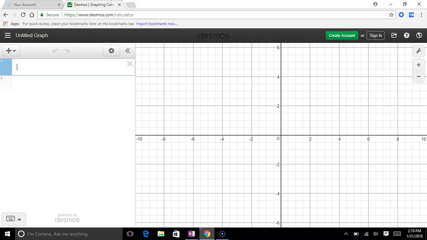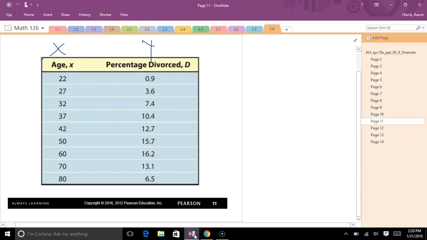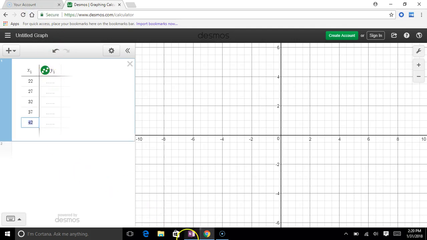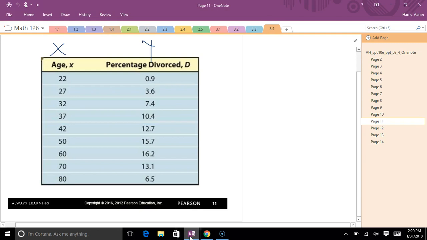So what you want to do here is go to Desmos.com, click that plus there, and you're going to enter your data right here. Let's see, I have to go back and look at the data. The x values are 22, 27, 32, 37, 42, 50, 60, 70, 80.